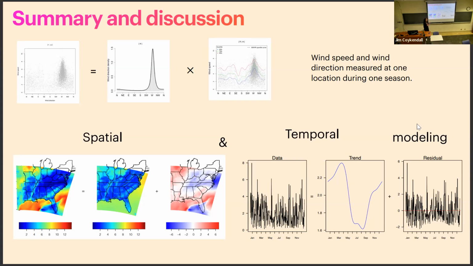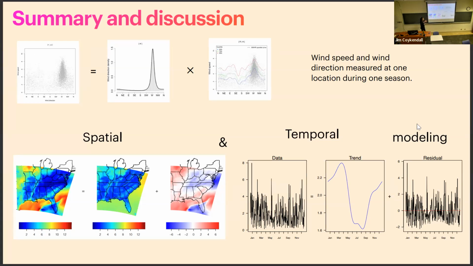Now, just to remind you, this work is done for wind speed and wind direction that is measured at one location in one season. Most applications work on a wider area than just one location, with multiple locations, and they look at not just one season, but multiple seasons. So that's where you get some spatial and temporal modeling.